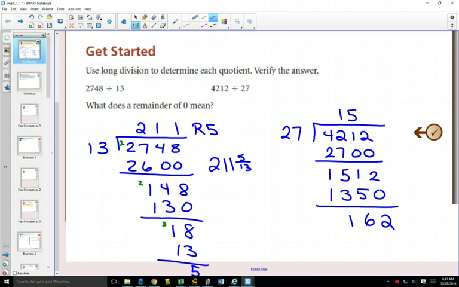Again, it's not enough to look at the 16. You have to look at the 162. We found out that 5 was 135. If you add 27 to that, you actually get 162. So this one's going to be 6. And here we have a remainder of 0. So this means that 27 divides 4,212 perfectly.